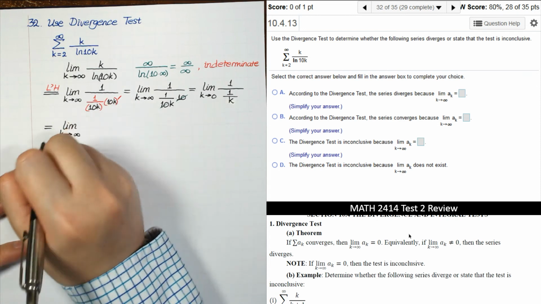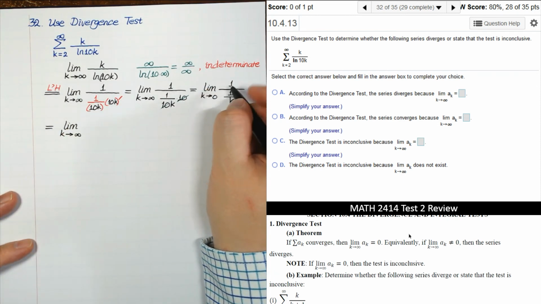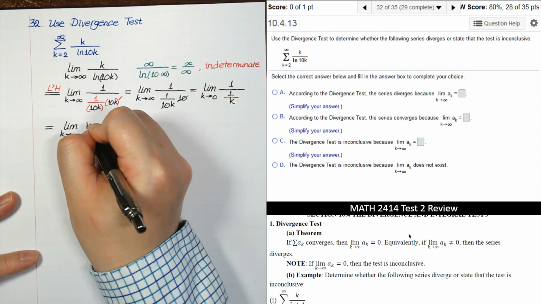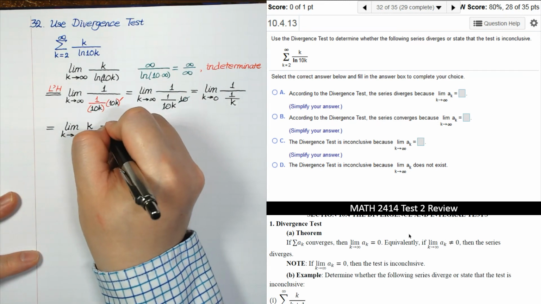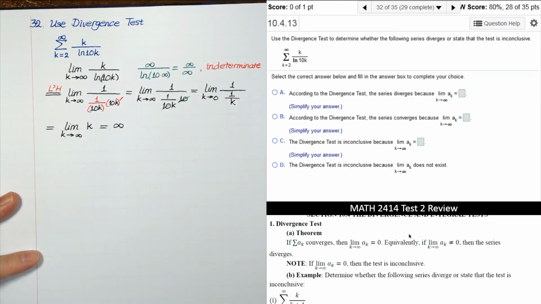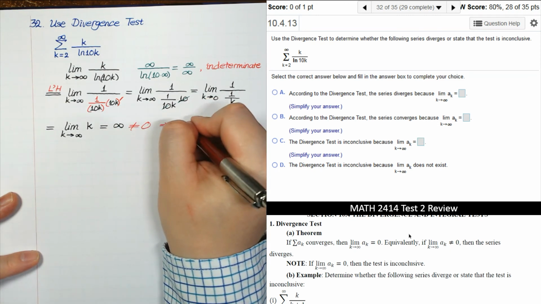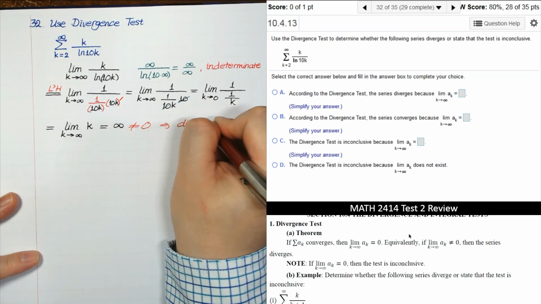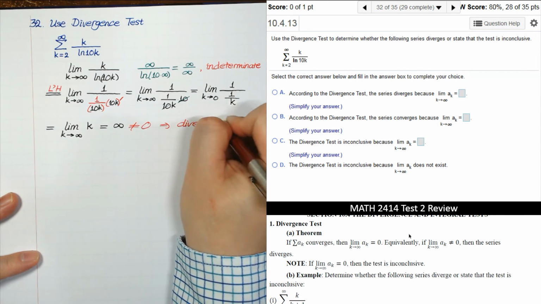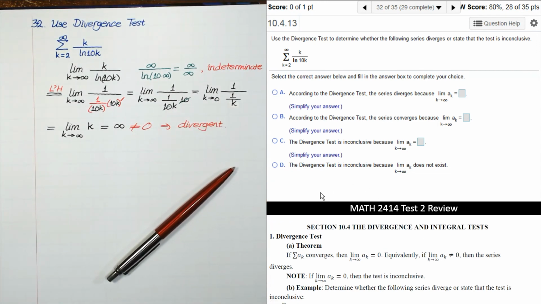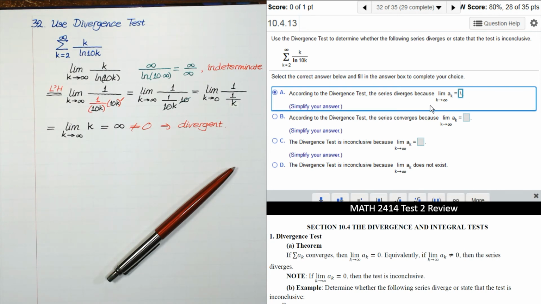One over k, just divide fractions, multiply by the reciprocal, so just k, and obviously this goes to infinity. Since this is not equal to 0, this is divergent. Right, the divergent test, because the limit is equal to infinity.